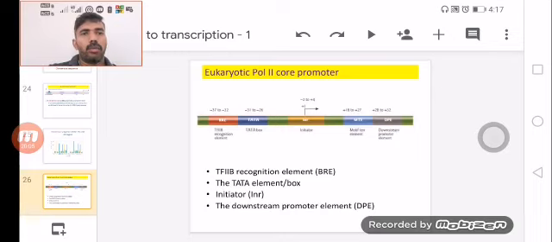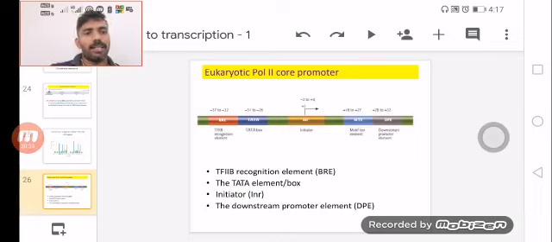And we are moving into the promoter sequences in the eukaryotic system. We know that there are different polymerases in eukaryotes, like pol 1, 2 and 3. For each polymerase enzyme, a different promoter also exists. But here we will be seeing the structure of the eukaryotic polymerase 2 core promoter region. This is a detailed promoter, which means we have 4 or 5 different sets of promoter sequences.